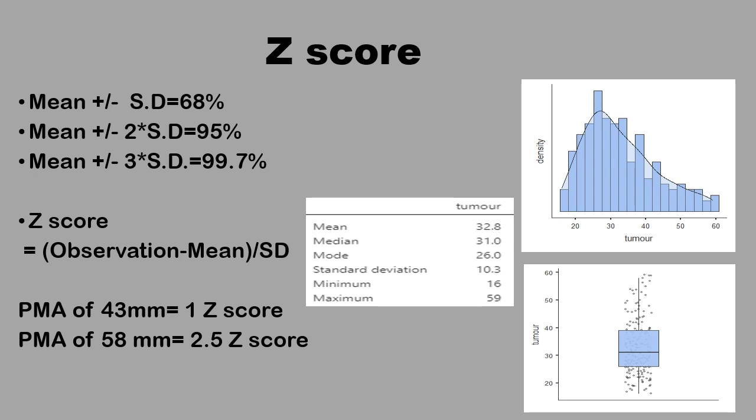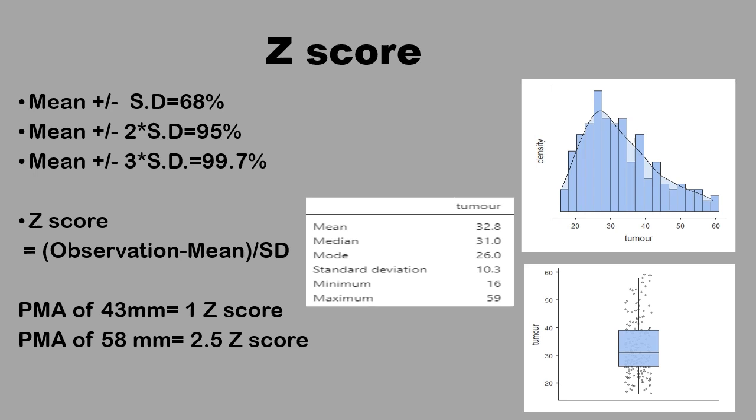And this forms the basis for quantifying the z-score. The z-score is a way of quantifying the difference between a certain tumor size, for example, and the average tumor size. So the z-score equals the observation minus the mean divided by the standard deviation. If you have a tumor that measures 43 millimeters and the mean tumor size is 33 millimeters, the difference is 10 millimeters divided by the standard deviation, which is again 10, then the z-score is 1.